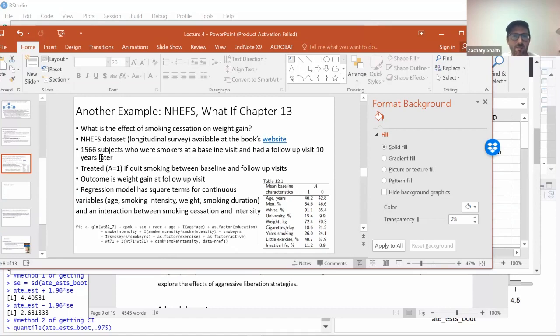So just to recap, we have 1,566 smokers. Some of them quit smoking between 1971 and 1982, some of them didn't. We want to know the effect of quitting smoking on weight gain, and we want to adjust for the covariates in this table, which we somehow chose as confounders to adjust for, things that differ systematically between treatment levels that might be associated with the outcome.